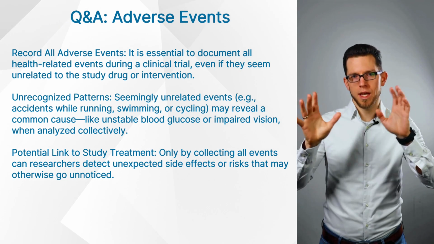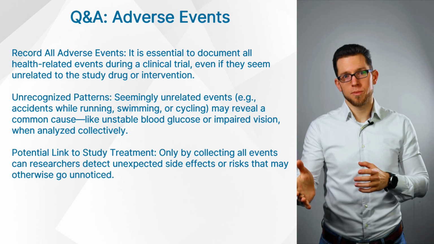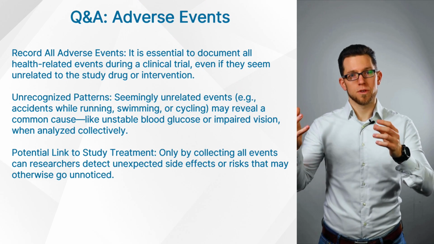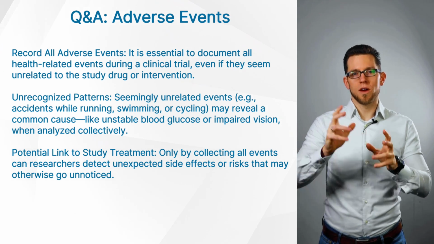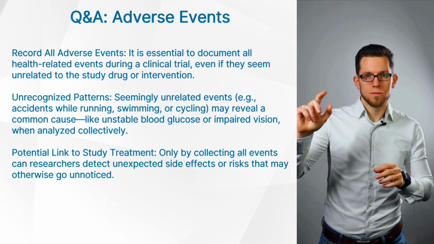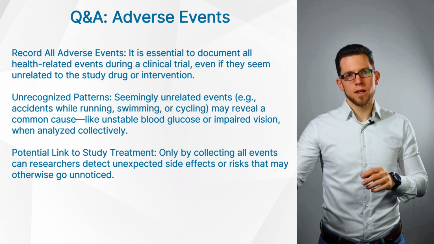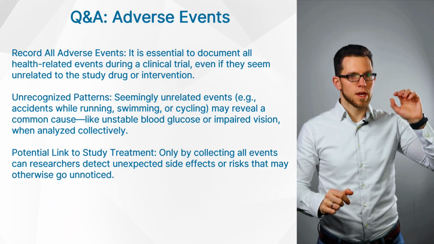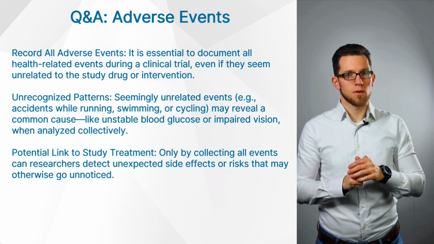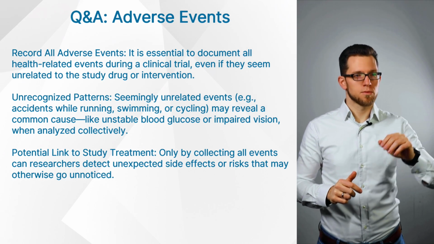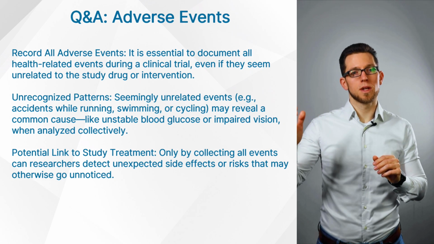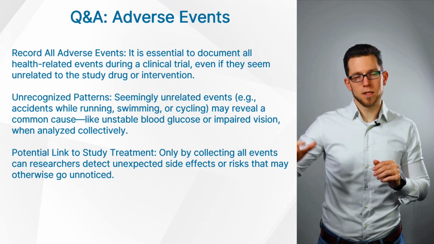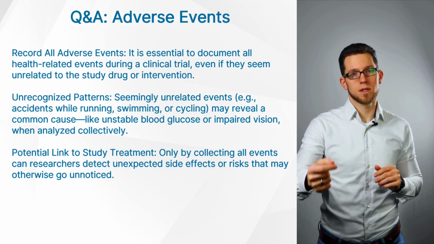seem individually unrelated. An example could be in a study in which, for example, diabetic patients are treated with a new medication, that you have people being impacted while running and having an accident stumbling, or you have the next person that almost drowned while swimming and was hospitalized because of it. Could be completely unrelated, but could also be related to an unstable blood glucose level, which impacted their physical performance.